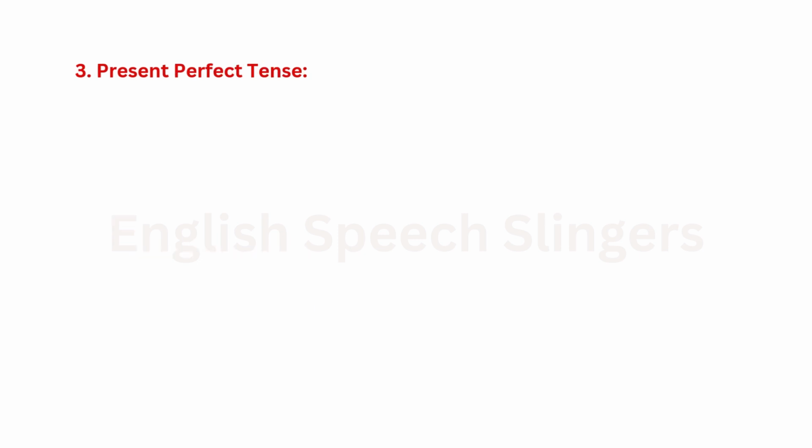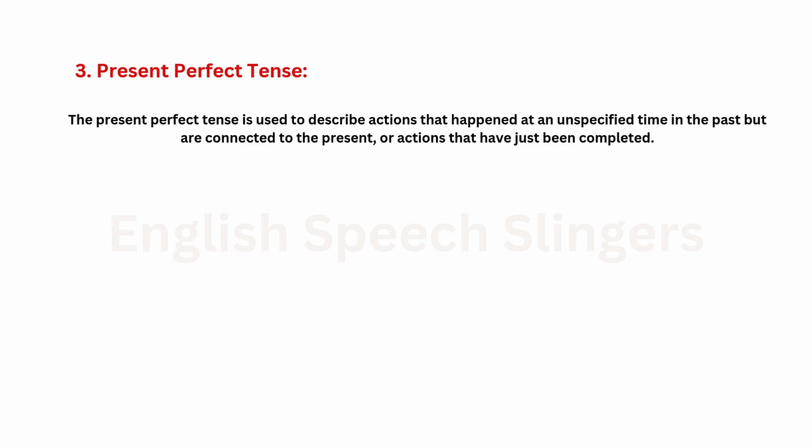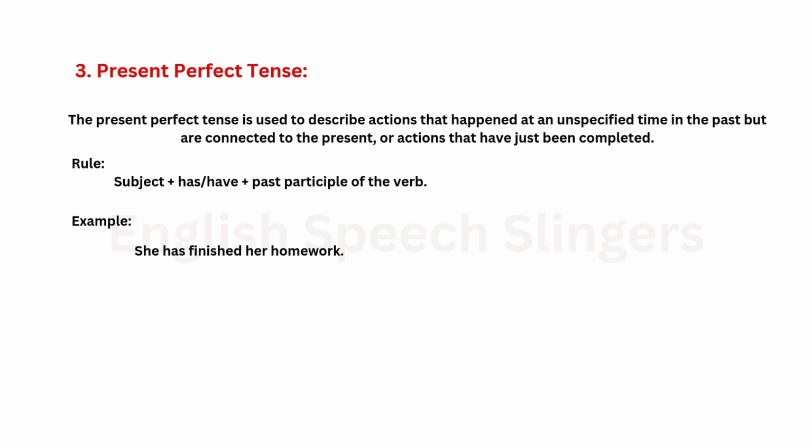Present perfect tense. The present perfect tense is used to describe actions that happened at an unspecified time in the past but are connected to the present, or actions that have just been completed. Rule. Subject plus has or have plus past participle of the verb. Now, let's see some examples. She has finished her homework.